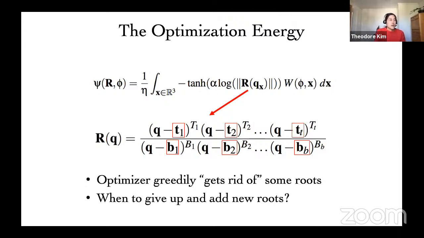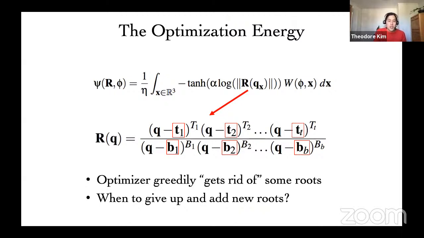And there's also another problem here, which is, what if I actually didn't give it enough roots to work with? How do I know, right? How do I actually add roots to this optimization? This is a discrete event, and we want a continuous optimization, so this is not a good idea.